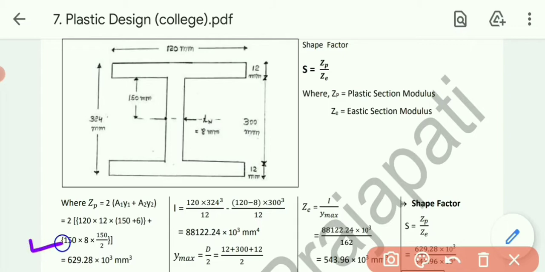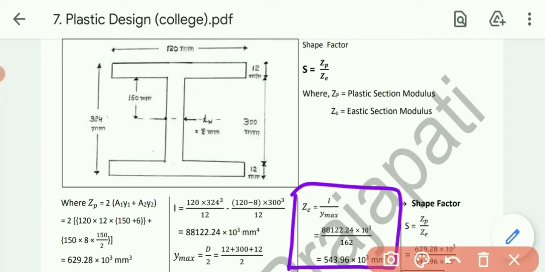Simplifying this one, we will get the value of Zp, that is 629.28 into 10 raised to 3 mm cube. So the Zp problem has been solved. Now talking about Ze, we know that Z equals I by y max. So we need CG as well as MI.